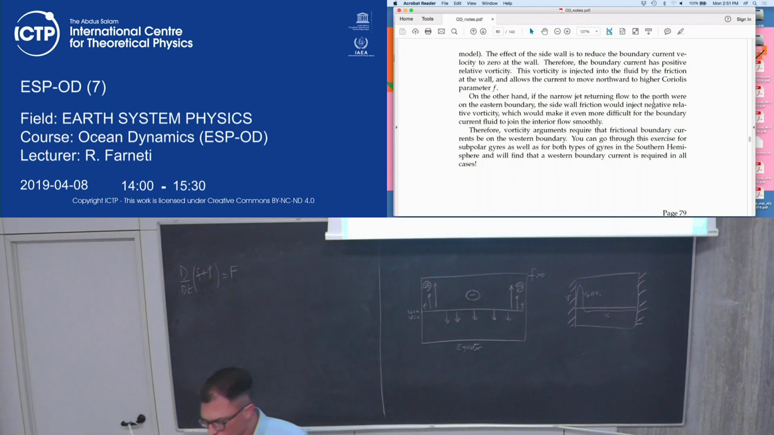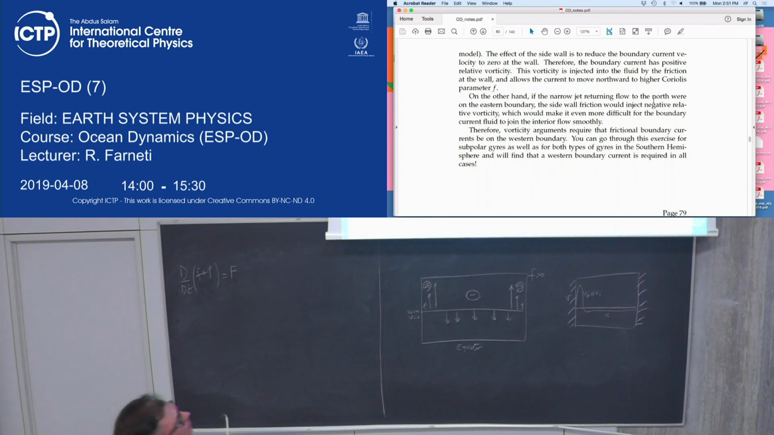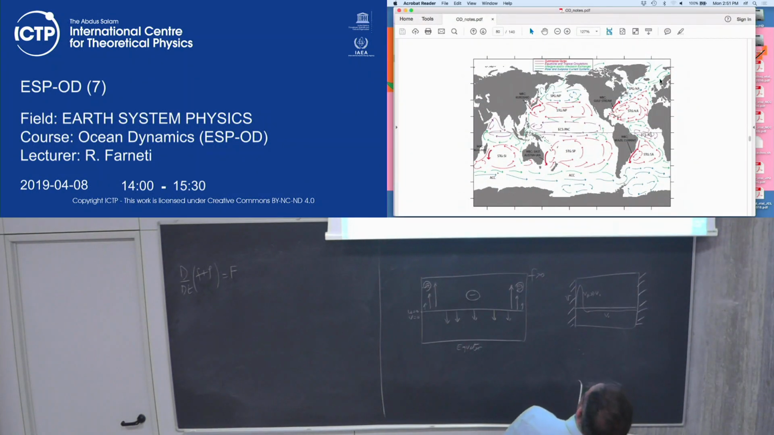Is by going towards the equator or towards the pole. And how can you balance that change in vorticity in a boundary current? You can only balance that change in vorticity in a boundary current if the boundary current is, you will see that it's always on the west. It's always a western boundary current, whether you are in the northern hemisphere, in the southern hemisphere, whether you have a subtropical gyre or a subpolar gyre.